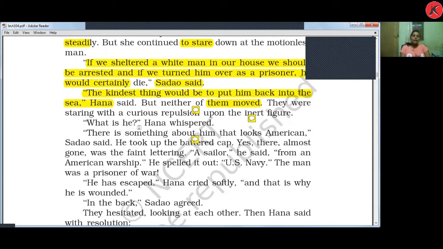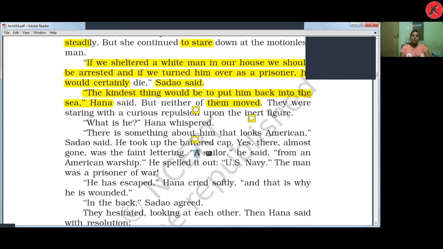"What is he?" Hannah whispered. Who is that guy? "There is something about him that looks American." Okay, so from the face they come to know that he looks American. Sadao said, and he took up the battered cap. He took up the torn and worn-out cap. "Yes, they're almost gone," was the faint lettering.